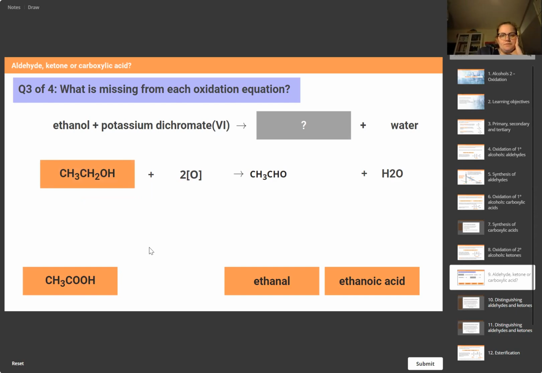And now what are we forming? Are we forming an aldehyde? Are we forming a ketone? Or are we forming a carboxylic acid? Well, it can't be a ketone because we haven't even got a ketone option here. So we know it must be a primary one. So the decision then is, are we forming an aldehyde or a carboxylic acid? Well, we haven't got that carbon double bond oxygen hydrogen there, so it can't be ethanoic acid. It means it has to be ethanal.